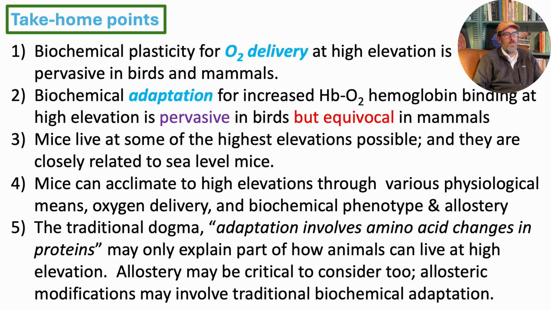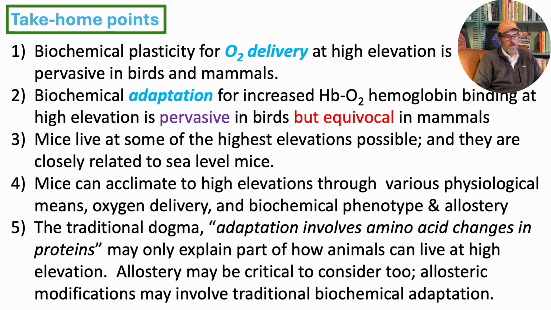And lastly, again, I just want you to really think about this last quote. The traditional dogma that adaptation involves amino acid changes in proteins may only explain part of how animals can live at high elevation. Allostery may be critical to consider too. However, allosteric modifications may involve traditional biochemical adaptation. So it just suggests that maybe this candidate gene, hemoglobin, may not be the locus of adaptation for hypoxia stress.